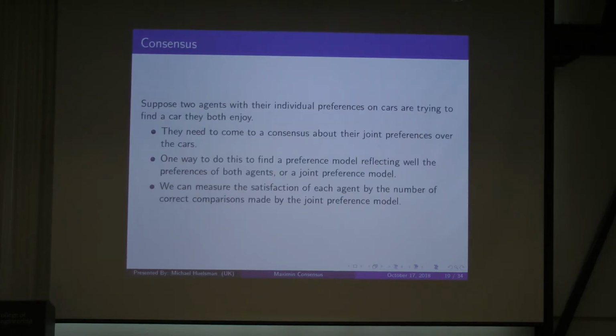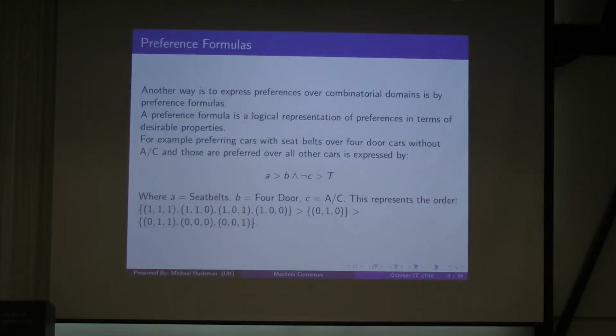Can you read that formula in English? I don't know how to parse it. Okay, so it's things with seatbelts are better than things with four doors and no AC, which is better than everything else. Okay.